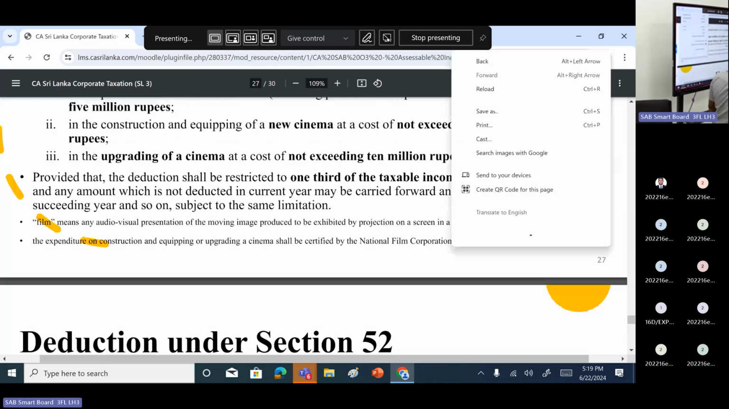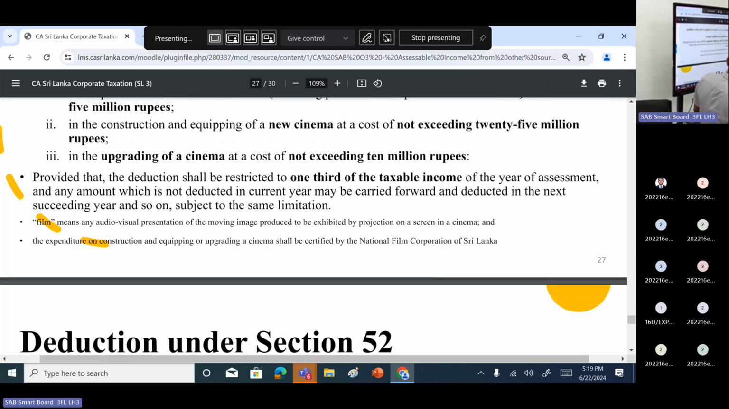It says film means any audio visual presentation of moving images produced to be exhibited by projection on a screen in a cinema. That is the film. The expenditure on construction and equipment of upgrading a cinema shall be certified by the National Film Corporation. They have to give a certificate of how much they have spent, because they have to get an approval, we cannot just start a cinema, right? It needs to be approved by the National Film Corporation. So they have to give a certificate.